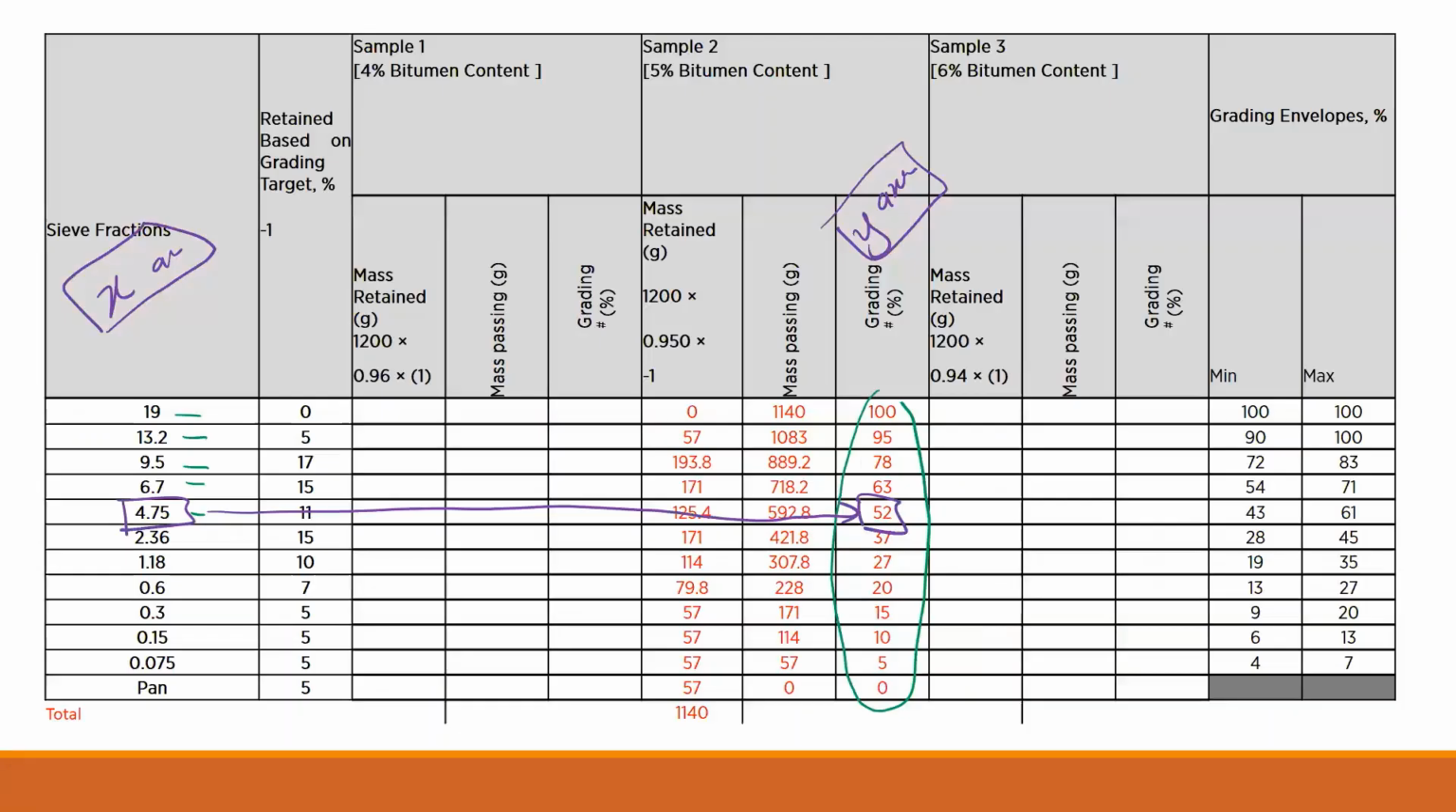You need to plot this graph for all three percentages plus the grading envelope. When you plot the graph for the grading envelope, you have a minimum and a maximum, so it has two lines like this. And your target, or whatever you found here, should go in between this. Otherwise, you can't use this amounts of different sizes.